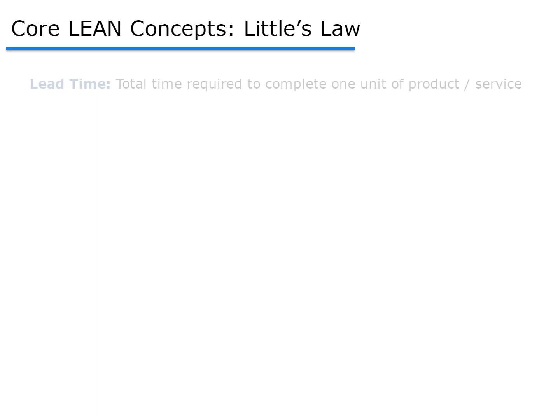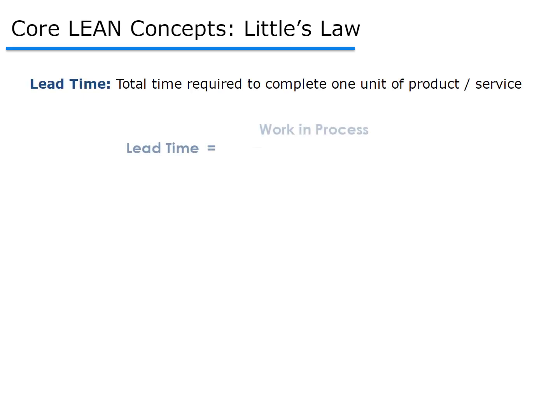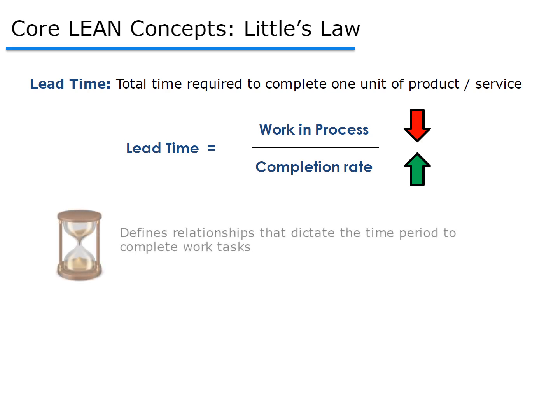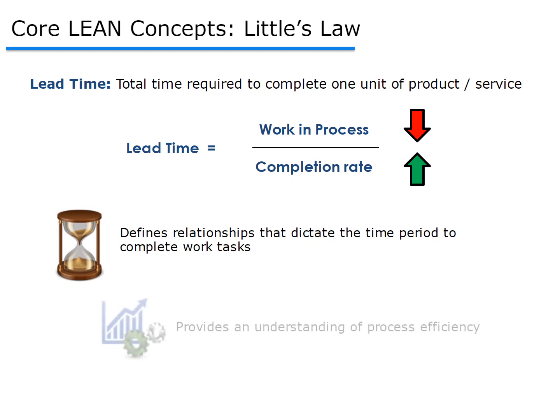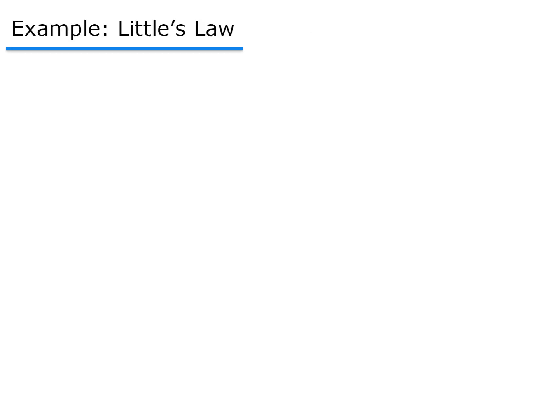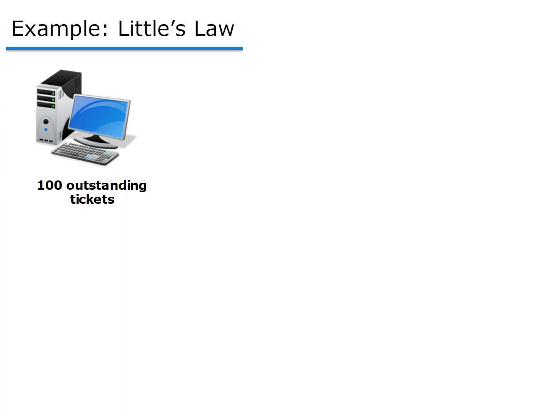The equation for Little's Law states that the lead time is equal to work in process inventory divided by completion rate. To reduce the lead time, we must either increase the completion rate or reduce the work in process inventory. Little's Law defines the relationships that dictate how long it will take to complete work tasks in any process. By establishing the defining relations driving cycle time, Little's Law can provide an understanding of process efficiency. For example, in an IT help desk, there are 100 outstanding tickets.